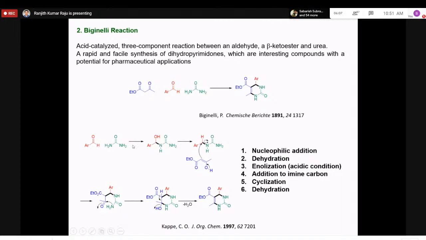So it's a 3-component reaction which occurs through a 6-step transformation in a single step in a one-pot process. Of course, there are several modifications of these classical reactions now, which are categorized as domino reactions.